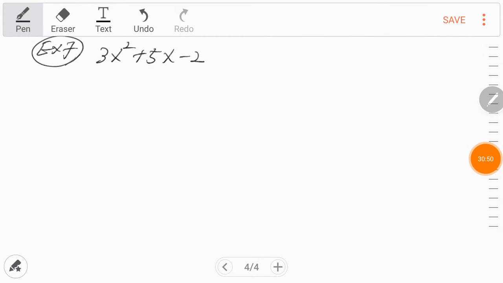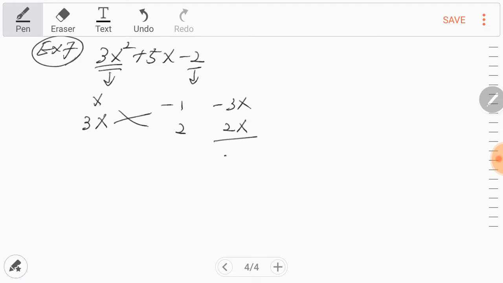Okay, let's try factoring this trinomial. The first one is x times 3x, and the second part is 1 times 2. We have to put the negative sign, so let's try putting the negative sign here. This is negative 3x, positive 2x, then the sum is negative x. This is not right. So this combination, negative 1, 2, is not working.